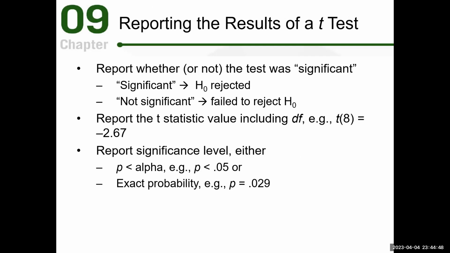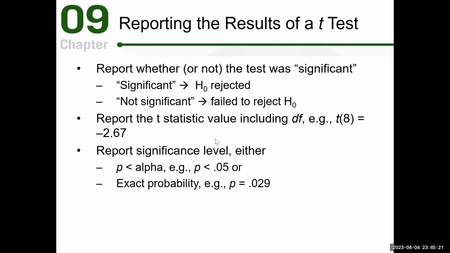When we're reporting the results of a t-test, the first thing you're going to do is report whether you rejected the null hypothesis or not. Was the difference significant or non-significant? If it is significant, then you rejected the null hypothesis. If it's not significant, then you fail to reject the null hypothesis. So for t, you put in parentheses the degrees of freedom, n minus 1, so 9 minus 1 is 8. You have your t statistic here, negative 2.67.